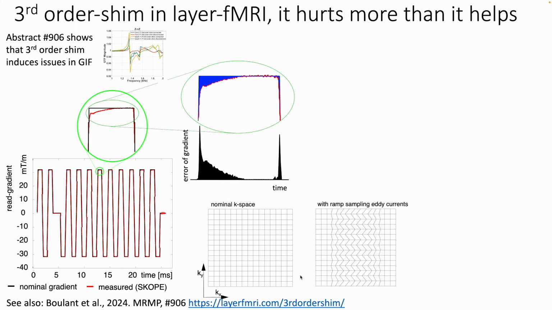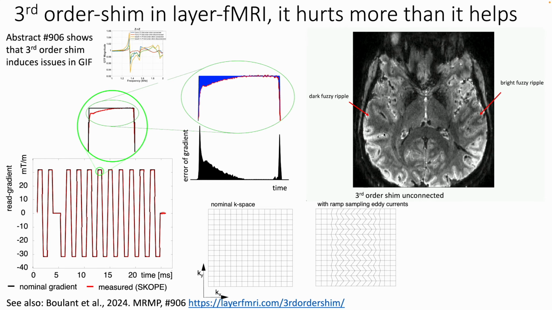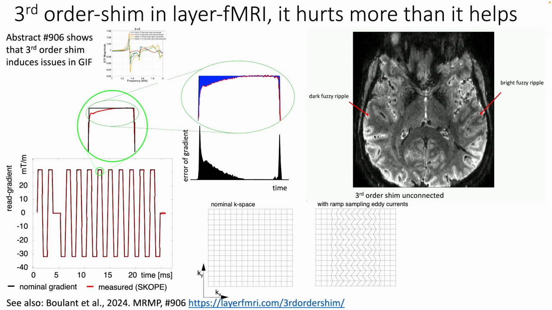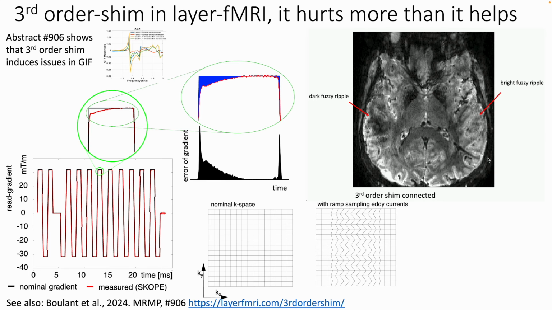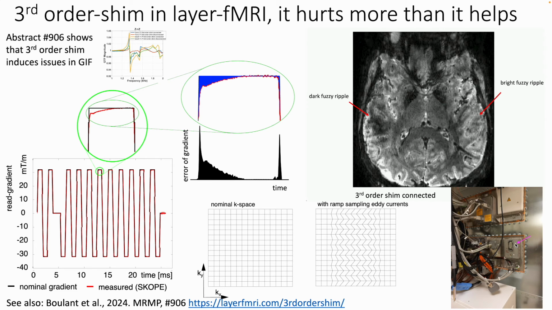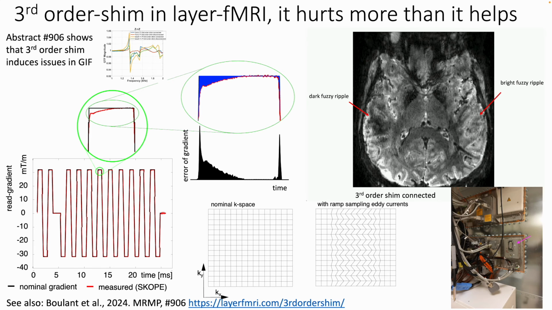So we have these odd even line shifts that are different for high spatial frequencies as opposed to low spatial frequencies. And depending on the phase correction, then we end up with ghosting patterns in the low spatial frequency domain. For example, looking like this, these fuzzy ripples that most of the high resolution Layer-fMRI folks are familiar with. Now, the thing that we are flipping back and forth here is having the third order Shim connected and having the third order Shim not connected, specifically disconnecting it inside the Faraday cage to minimize capacitive coupling of the third order Shim with the gradient.